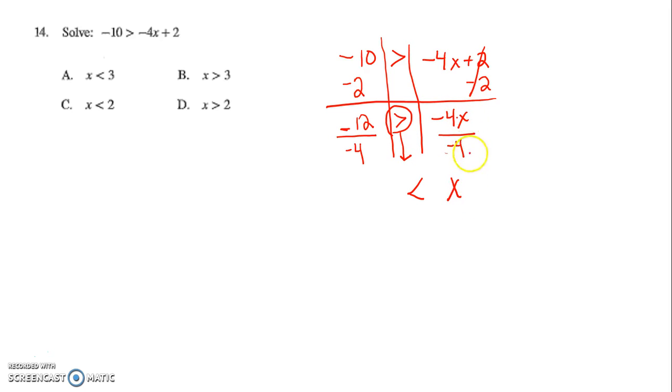Okay, so if x is on this side, it's still on this side. I reverse my inequality symbol. A negative divided by a negative is a positive. 12 divided by 4 is 3. So this says 3 is less than x.